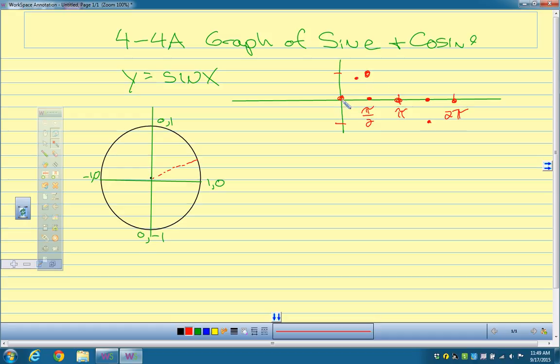In any case, what you end up getting is a graph that goes up and down and up and down, and it goes on forever and ever, because it's a periodic function. I could go around that unit circle as many times as I want, and I get this thing that looks like that. Okay?